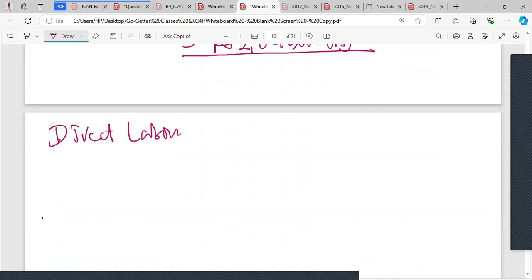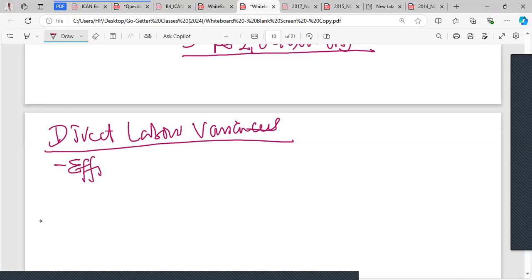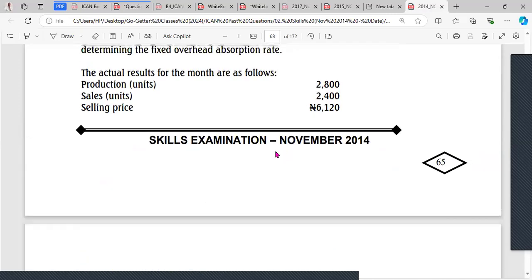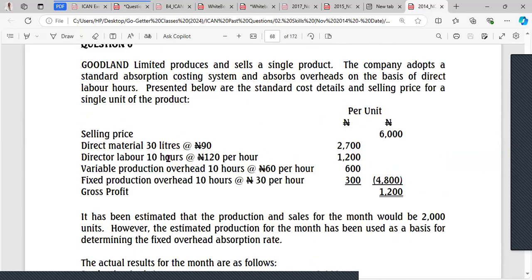Direct labor variances. I can come here and I will have my efficiency variance, which is standard hours, standard rate minus actual hours, standard rate. So what's the standard hours? Standard hours is 10 hours per unit.